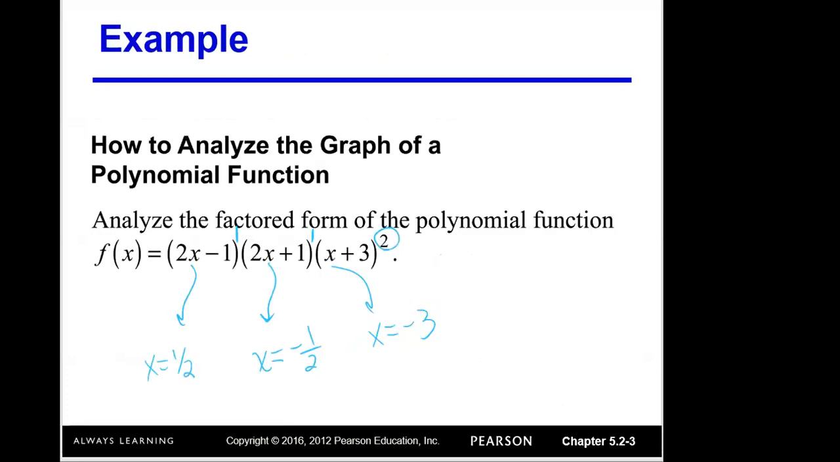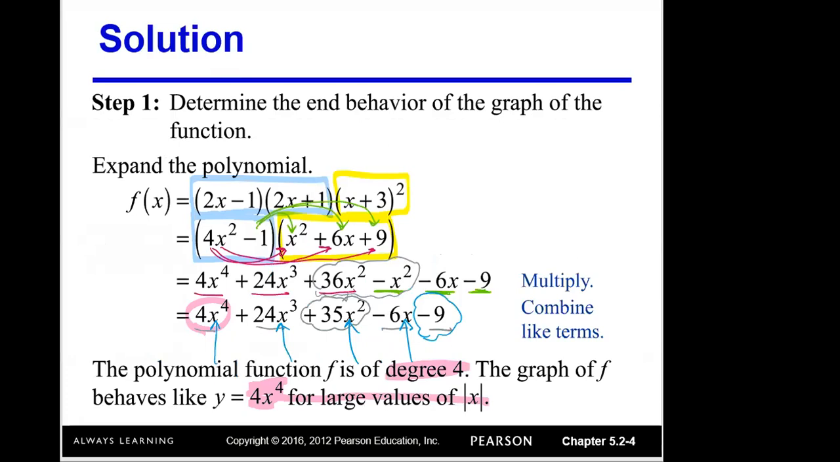Their step one was determine the end behavior, which is just the degree. And they multiplied the whole thing out, but you really don't have to. I could have looked at this and said, I have, well, here, let me rewrite it up here. I mean, they multiplied this whole sucker out, but I can tell what the degree is without doing all this algebra.